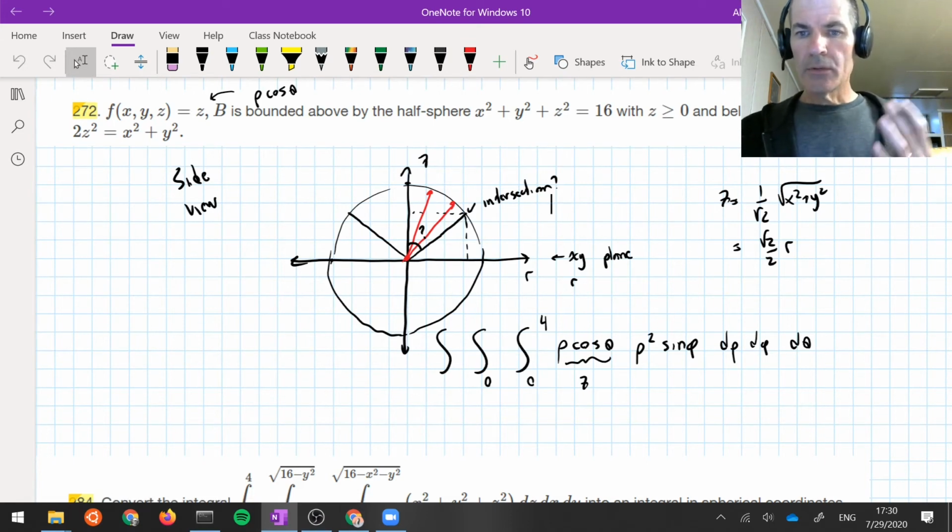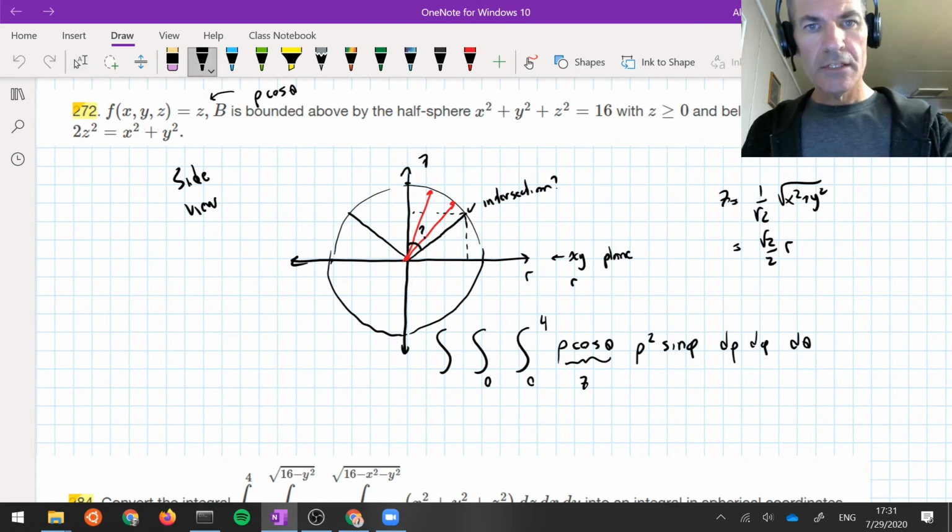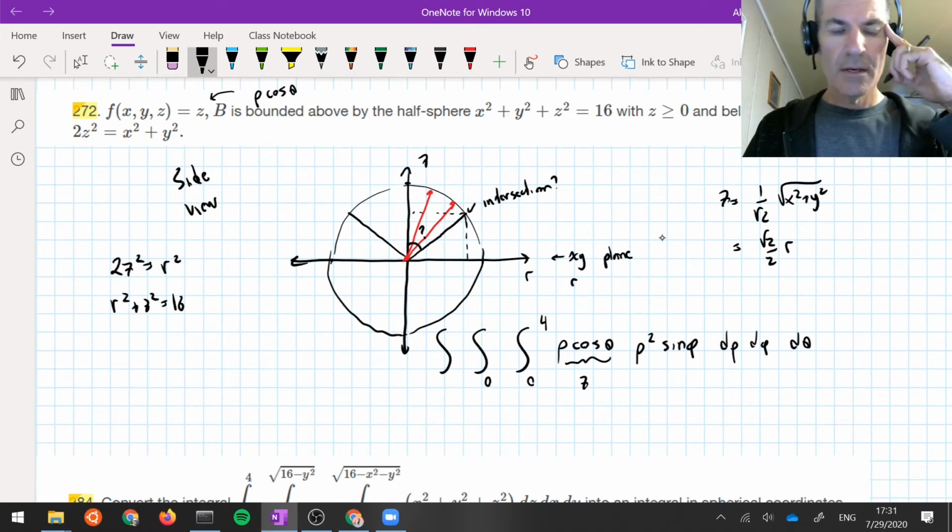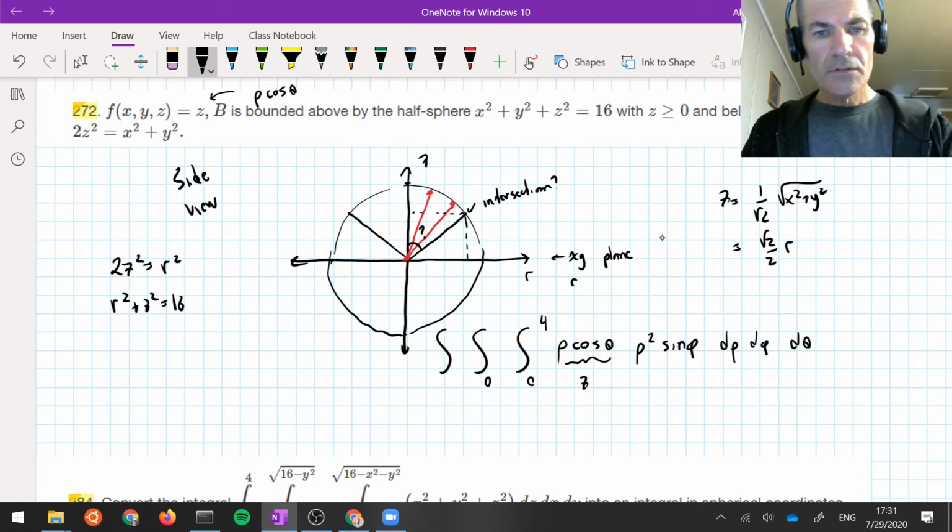So to find that angle, we need to find that intersection. If we look closely at these two equations, we see that 2z squared is equal to r squared. And in the other equation, we see that r squared plus z squared equals 16. So in the second equation, r squared is equal to 2z squared. Let's replace that: 2z squared plus z squared equals 16. That means 3z squared equals 16.